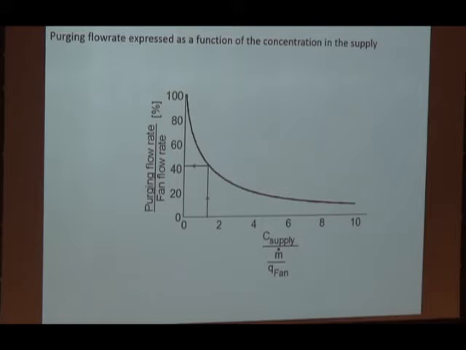You can discuss here, should I introduce filtration to get rid of these contaminants in the supply? How much does it cost? I can express this in terms of the cost for the flow rate. So that's one idea of using this concept.